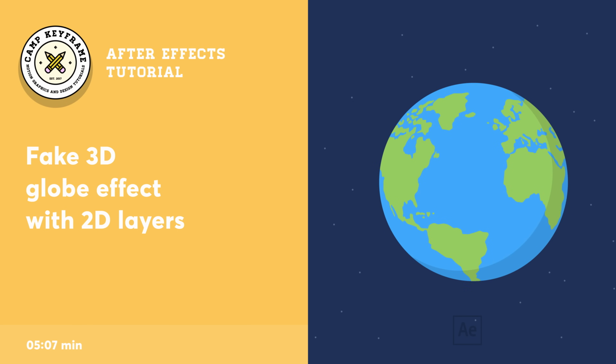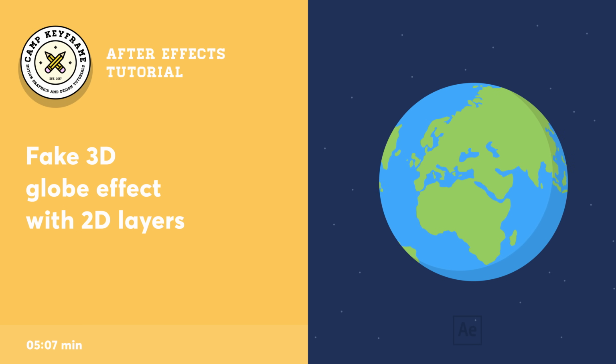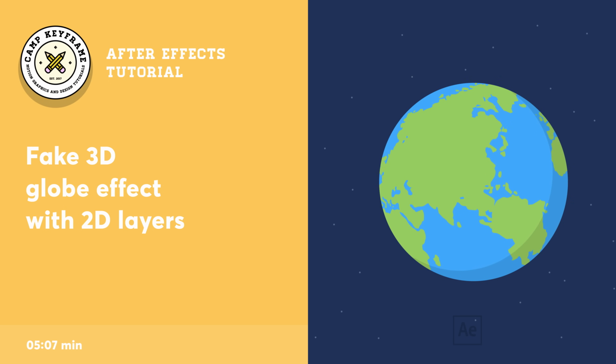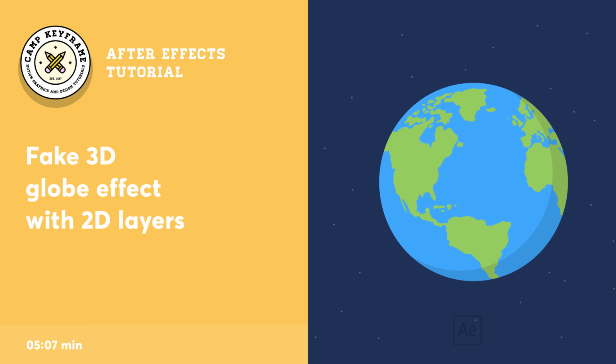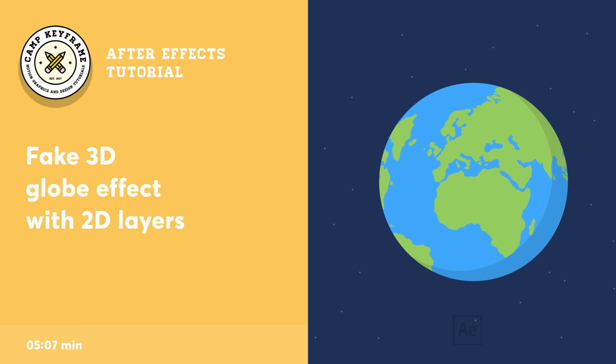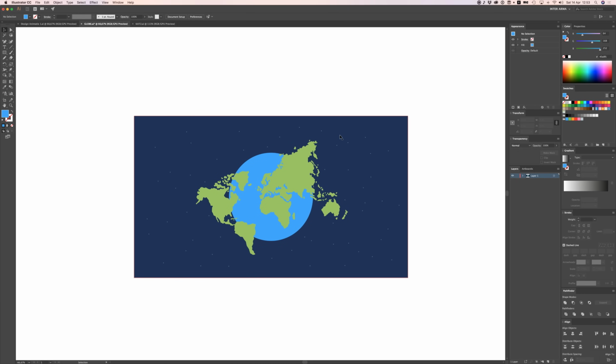In today's video I'm going to show you how to create this 3D kinda looking globe in After Effects. It's entirely made up out of 2D layers though in Illustrator, but you can add this little effect in After Effects that kinda gives it a 3D look. So first we'll jump into Illustrator where I can show you how I create this.